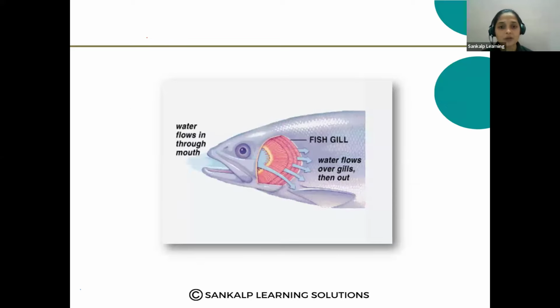So this is how respiration takes place in the fish. Water containing dissolved oxygen flows into the mouth of the fish, then it passes into the gills. The gills take the oxygen and transfer it to the blood, and the remaining water flows out of the body. So this is how the gills are used for respiration in fish.